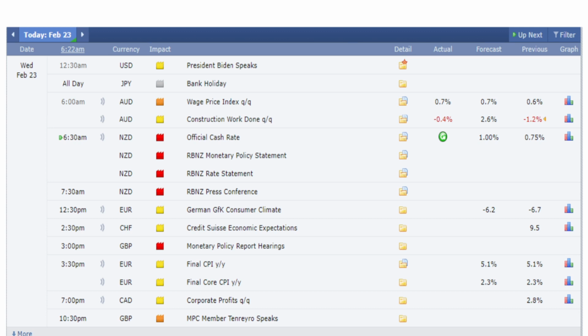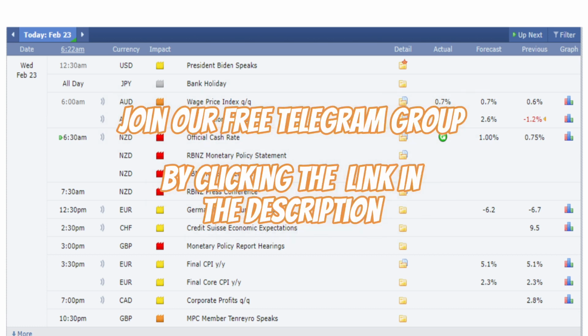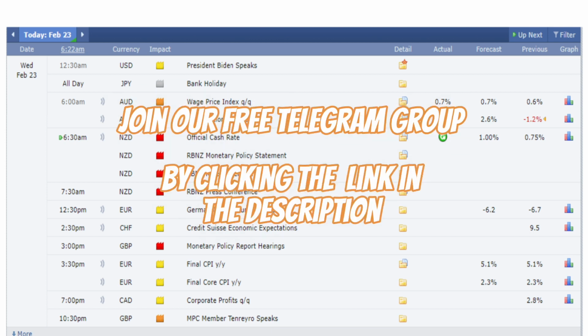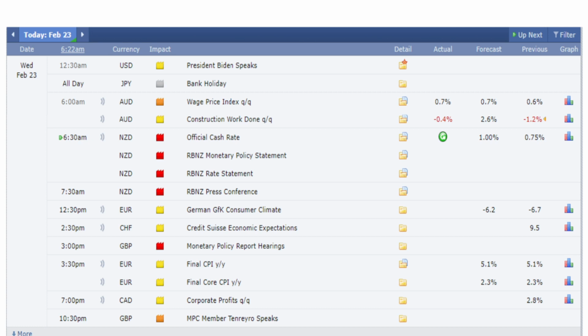Today is Wednesday, February 23rd. Let us start with today's gold technical analysis. First we'll look at the economic calendar for today, then look at the DXY dollar index, analyze whether it is in a bullish trend or bearish trend or it is a range bound market. Then we'll start with our daily technical analysis in gold.